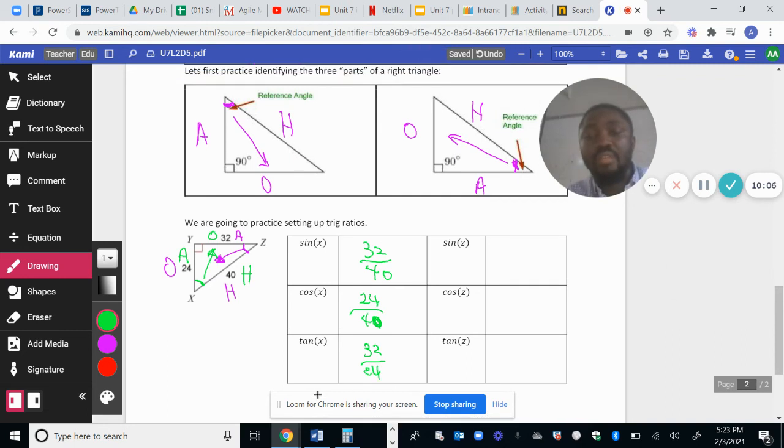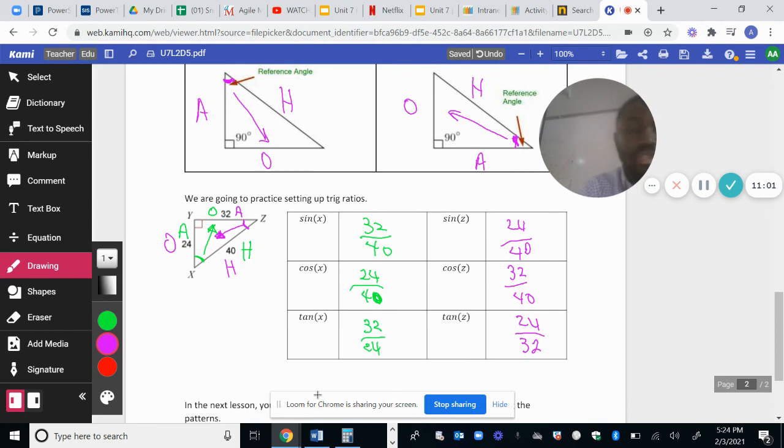On the other side, if we are dealing with the angle Z in purple, the sine of angle Z is opposite purple, which is 24, over the hypotenuse purple, which is the same 40. Cosine is adjacent: adjacent purple is 32, over hypotenuse purple 40. Tangent is opposite over adjacent, so opposite purple is 24, adjacent purple is 32. As you can see, the tangent of X and the tangent of Z are inverses of each other.